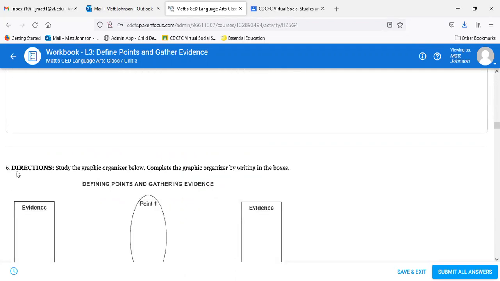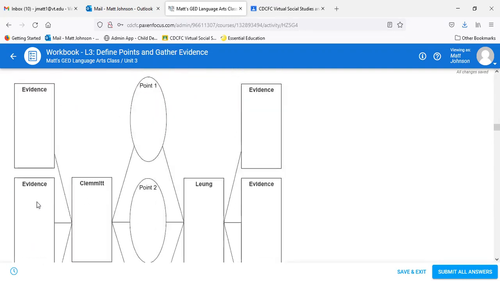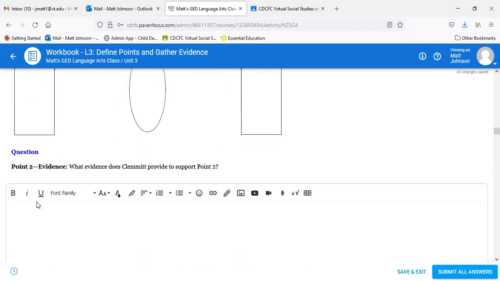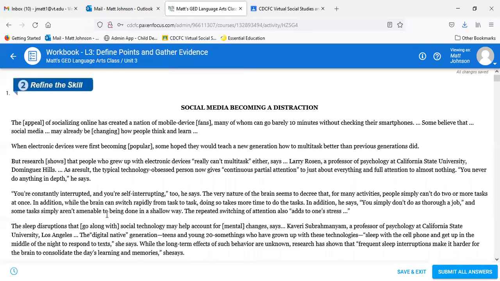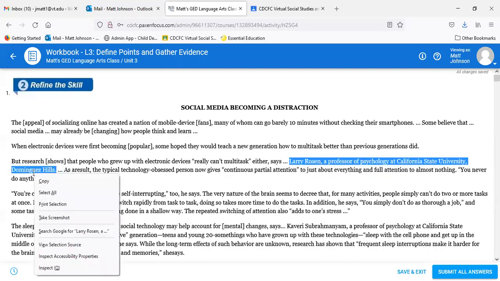And moving along. So number six, now we need Clement's evidence for two. So now we gave a reason, so we can look back again at the evidence. So we use the multitasking. So we'll say Clement. This might seem repetitive sometimes too. Clement cites research by Professor so-and-so of so-and-so university. What was that? Larry Rosen of Cal State. I'm going to copy and paste that. Lazy today. Okay.